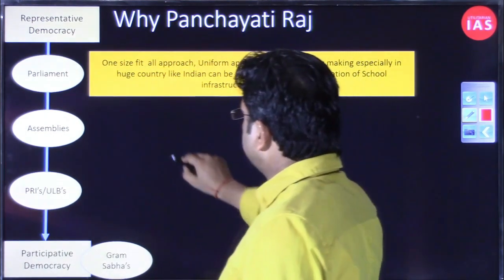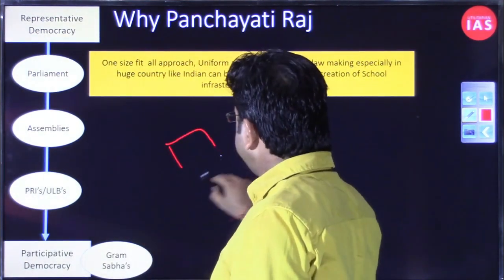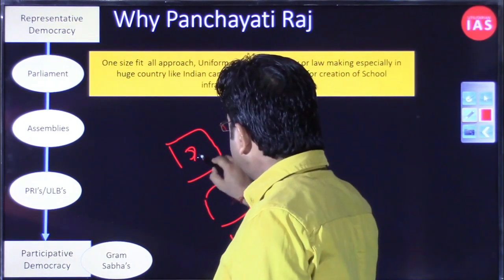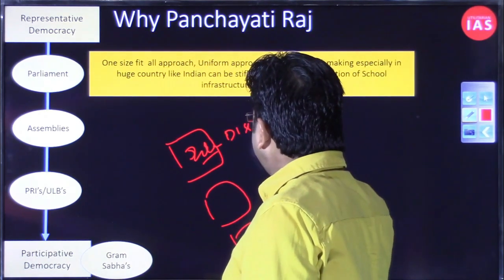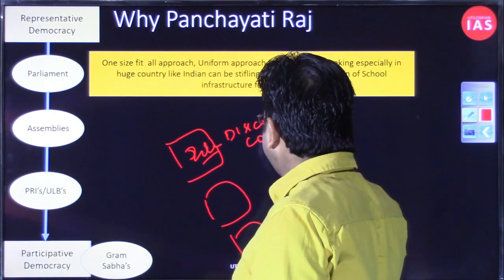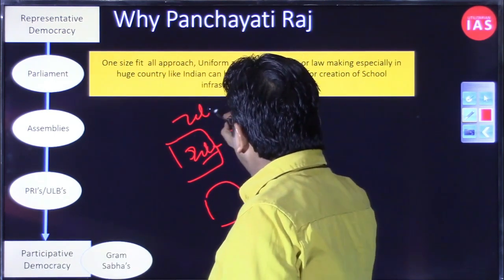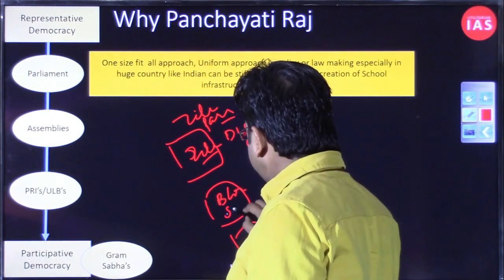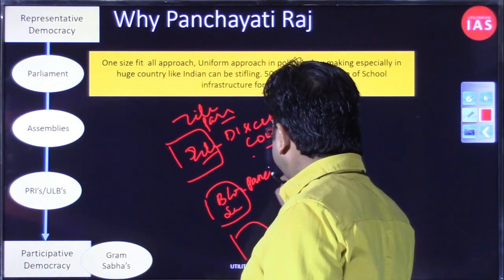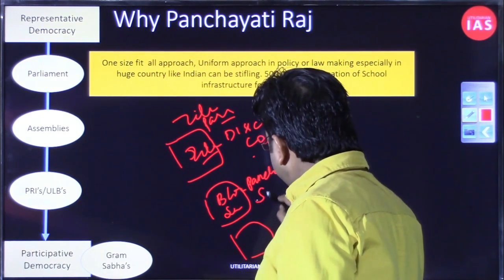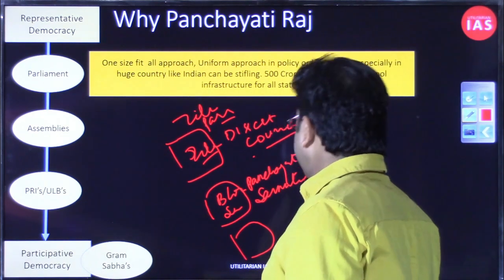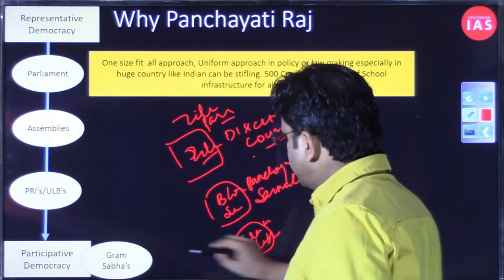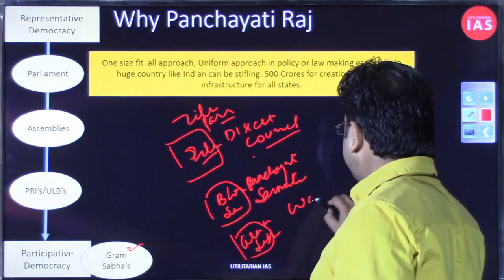These are three-tiered bodies, right? At the top you have the Zilla Parishad, or district councils, which in the Hindi belt is called Zilla Parishad. Then at the block level you have the Block Samitis, or Panchayat Samiti. And at the bottom you have the Gram Sabha. At the urban local level, you will have wards and so on, right?